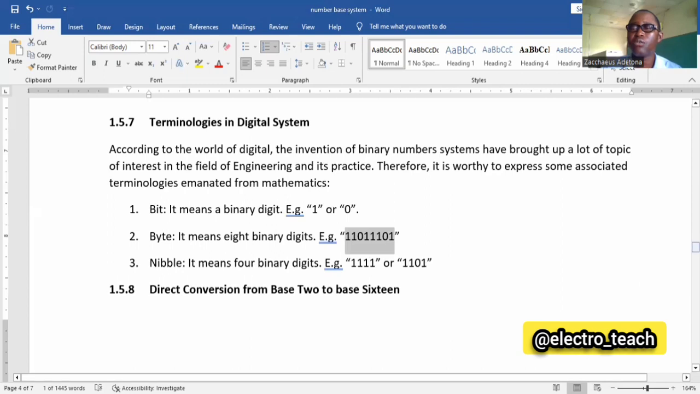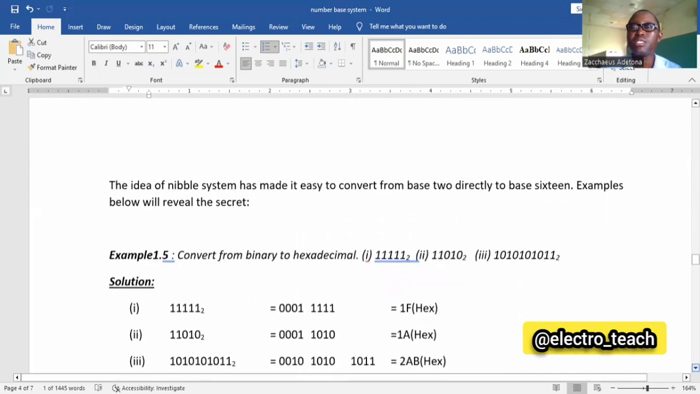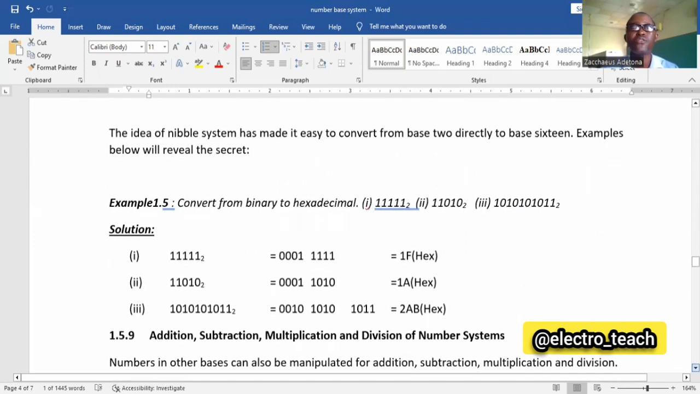Now, we want to look again at a direct conversion from base 2 to base 16. How can we do that? We want to convert a base 2 to base 16 directly instead of going to base 10 first. So we have examples here that will help us to do that. Now, 3 examples. First one is 11111 in base 2. Then we want to convert it to base 16. We now have 0001, 1111. And the same, this gives us the answer to that. This is 1F in hexadecimal, 1F.